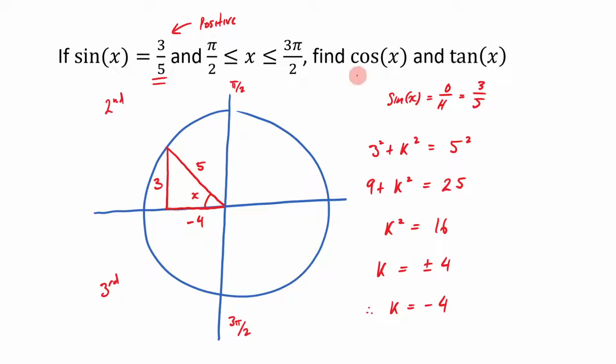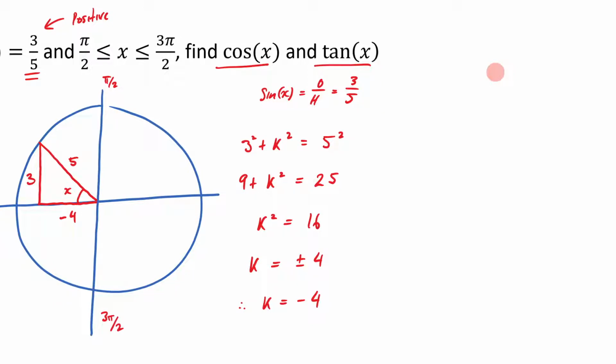And now I need to find cos of x and tan of x. Well, how am I going to do that? All I have to do now is say cos of x is equal to adjacent over hypotenuse. If this is the angle, adjacent is negative 4 and hypotenuse is 5. So negative 4 on 5. And then if I want to find tan of x, that's just opposite over adjacent. So opposite is 3, and adjacent is negative 4, so I make the whole thing negative.